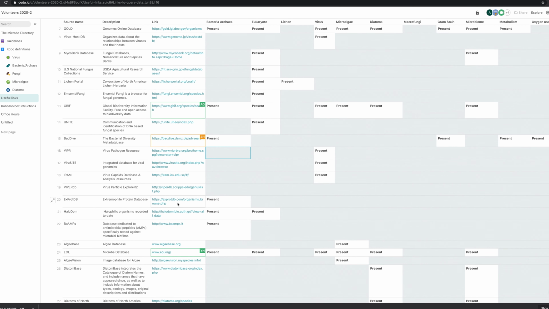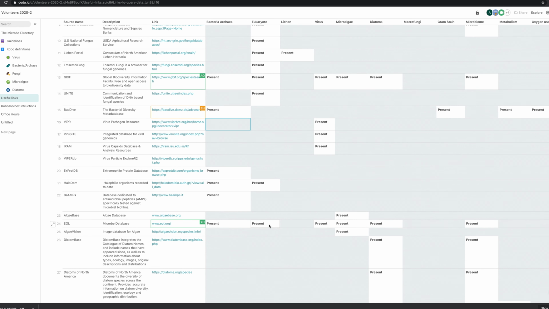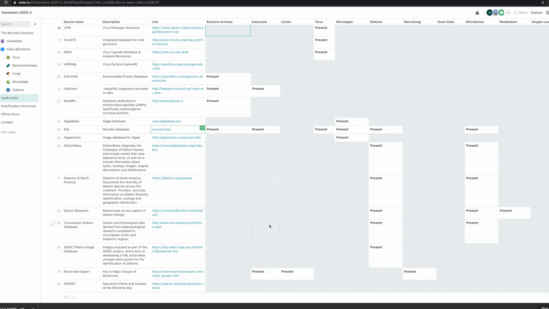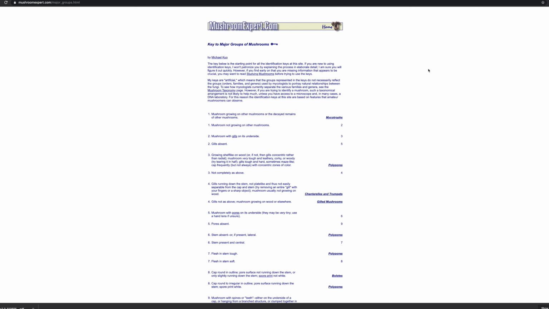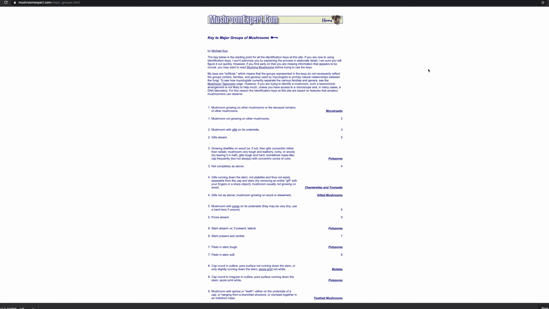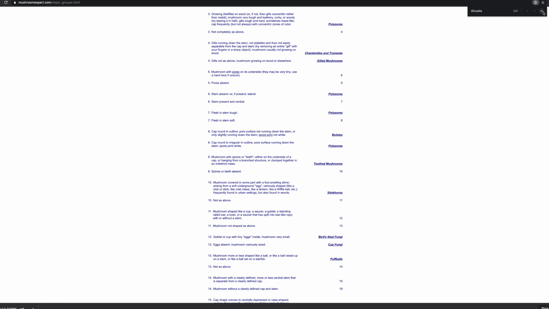so this database tells us about extremophility. This is not something we need right now. Let's see this Mushroom Expert. All right. So this is actually a description of the genera of the fungi. So let's see if we can find our genera. It doesn't seem like it is here. Nope, it's not here.